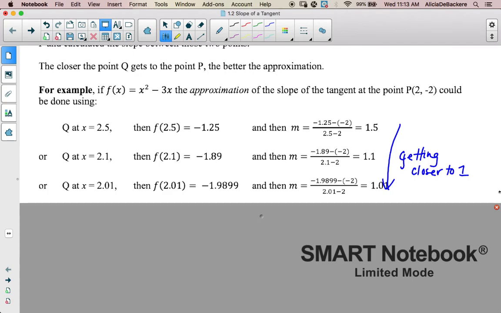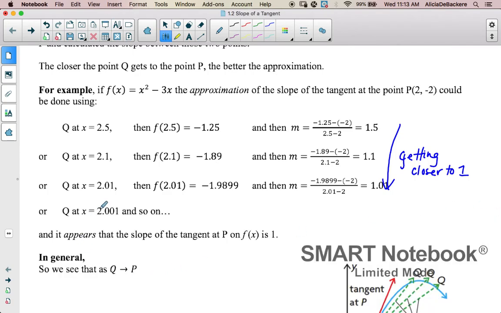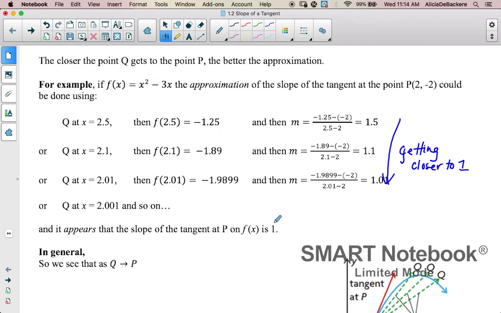And so I would say then that I believe if I kept going and getting closer and closer to the point P, it appears that the slope of the tangent at P on f(x) is actually equal to 1. But I am approximating and I am guessing.